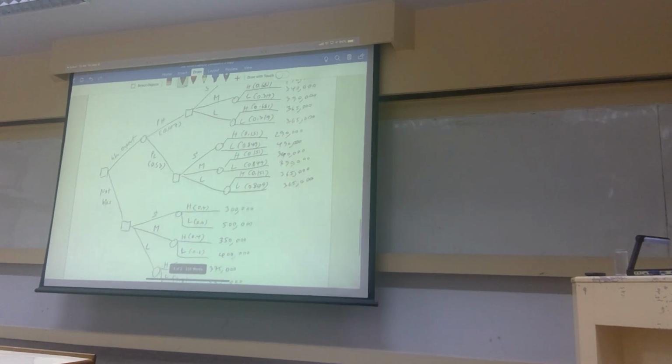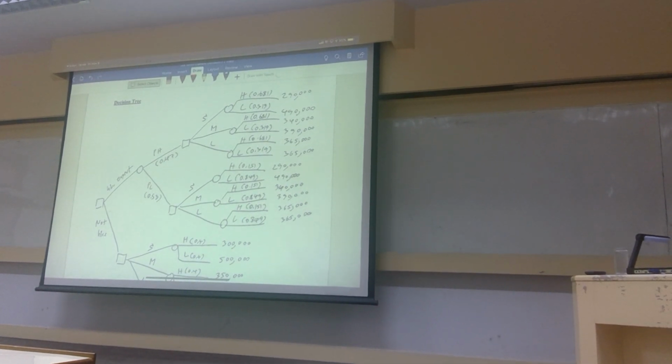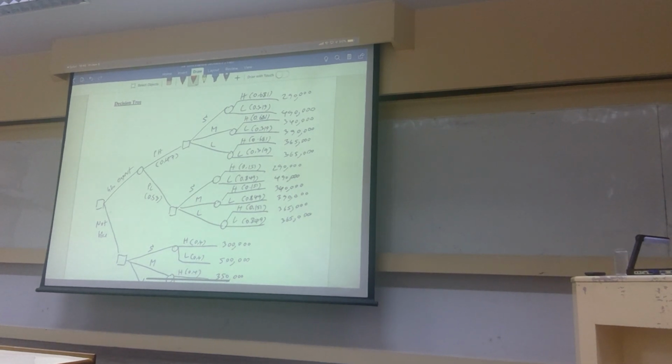Next, now that we've finished filling all the information in, the next step is to calculate the EMV for each outcome node and make the decision. So let's go to the calculation. Look at the first one. I'm going to calculate the EMV of the first outcome node: 0.681 multiplied by 290,000 plus 0.319 multiplied by 490,000. Here we have 353,800.